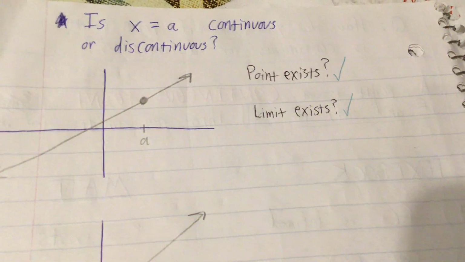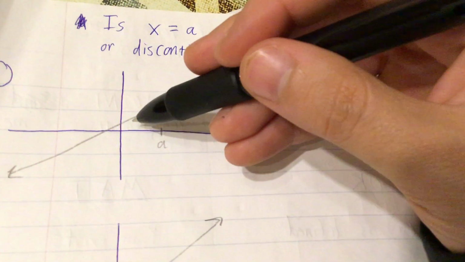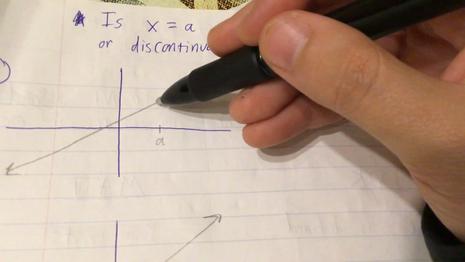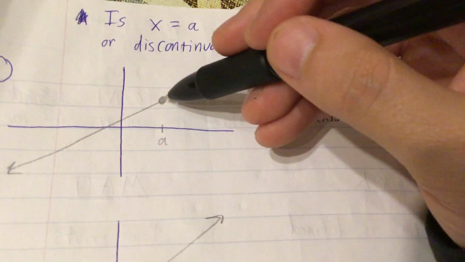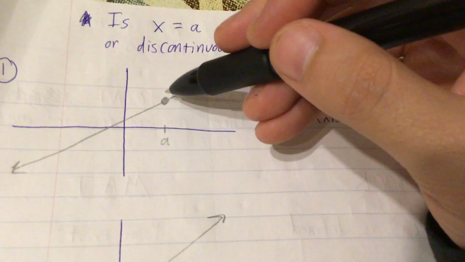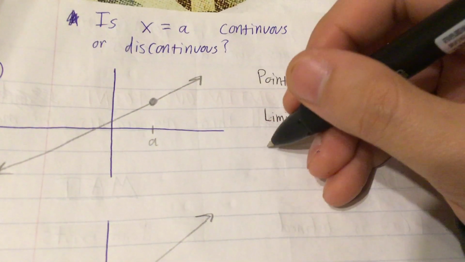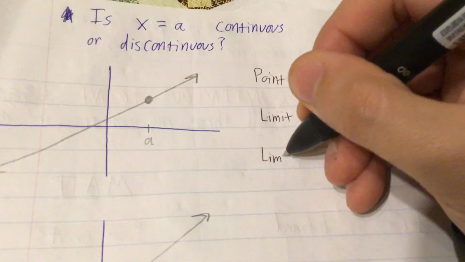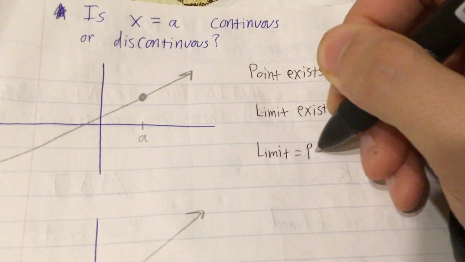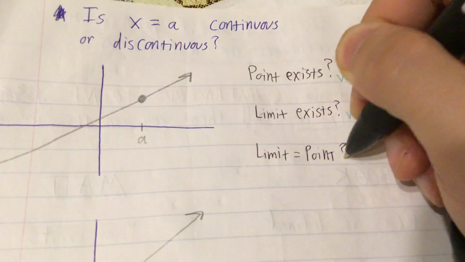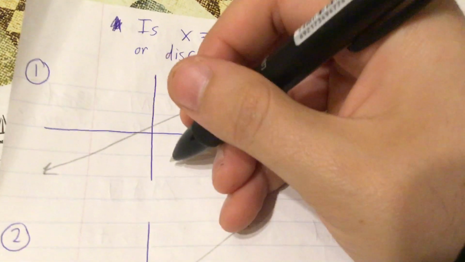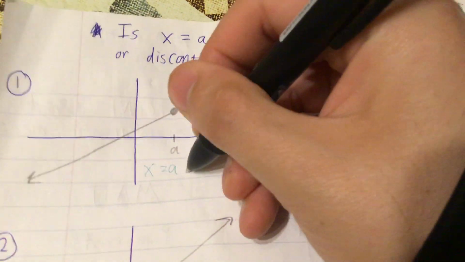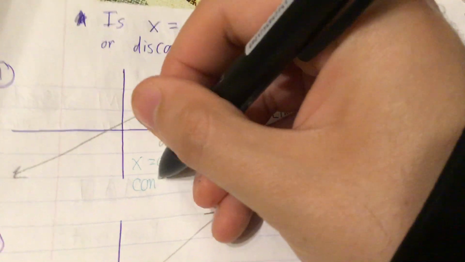And finally, as x gets closer and closer to a from the left side and from the right side, does that intention actually meet up with the point that actually exists? Yes. Therefore, x equals a is continuous.